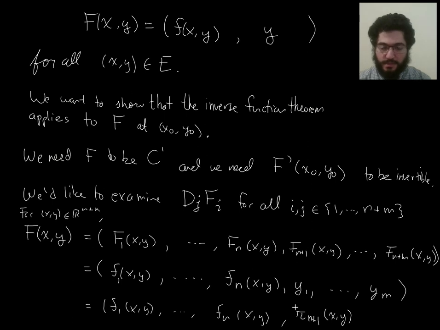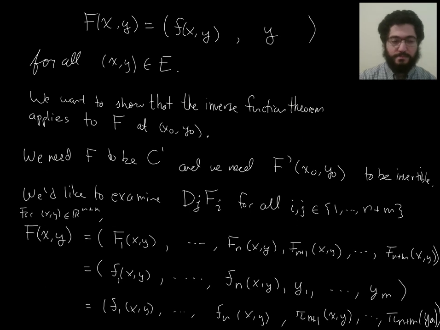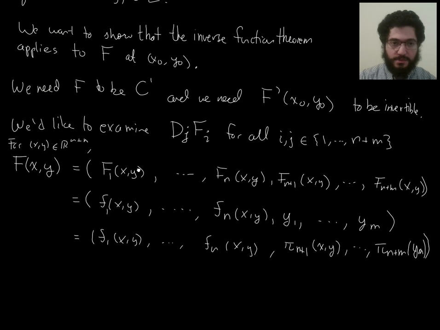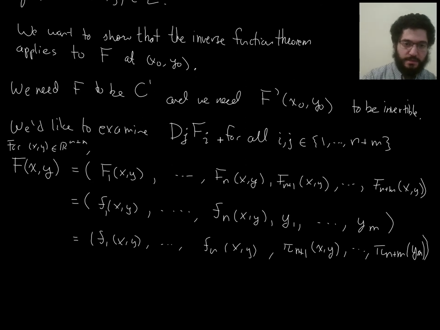So when I say pi sub n plus 1, I mean the mapping that takes an n plus m tuple and selects out the n plus first component. So if you take this, which is an n plus m tuple, and select out the n plus first component, you get y sub 1. And so on, like this. So this is nice, because now I can state exactly what is f sub I.